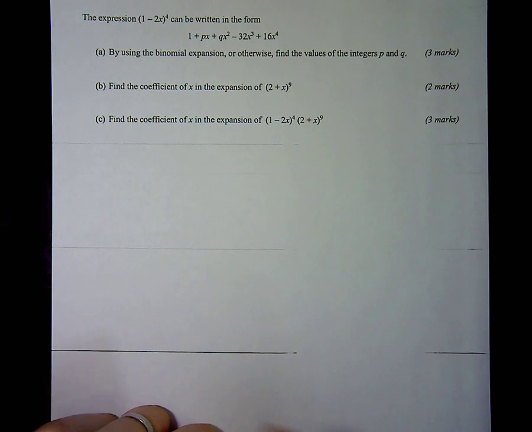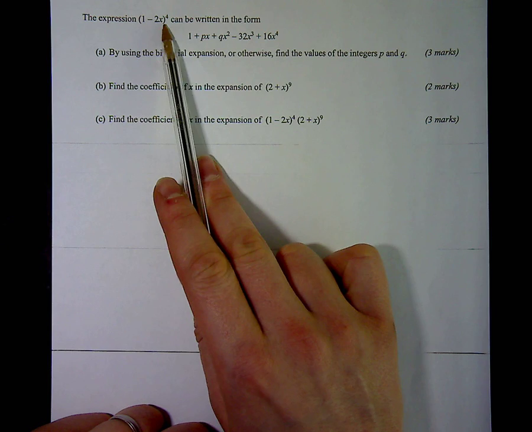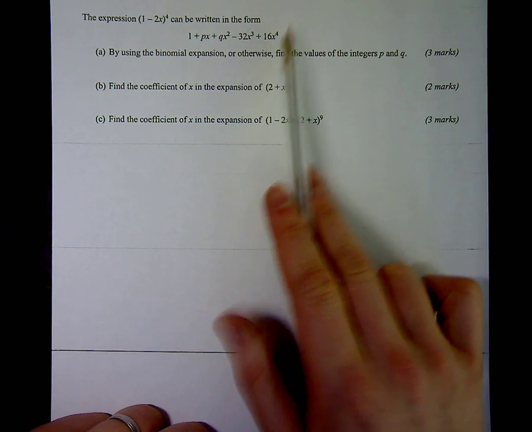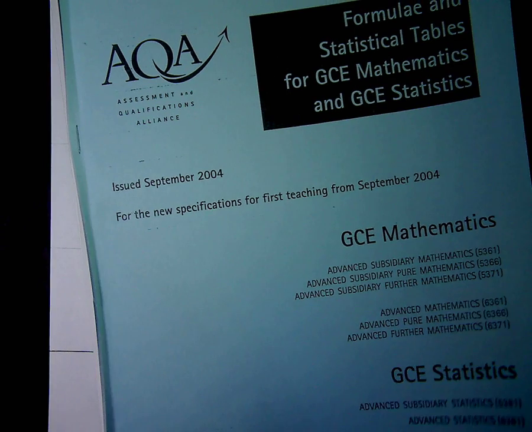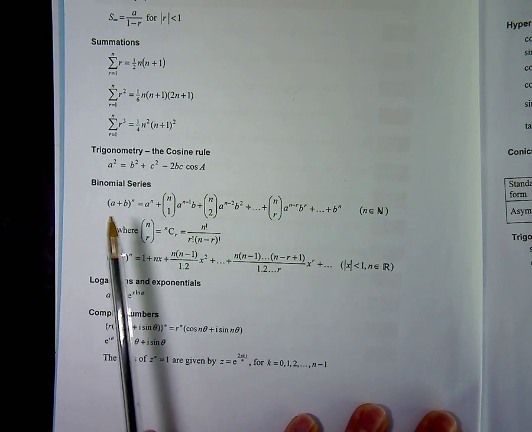This video is looking at the use of the binomial expansion in order to expand the bracket to the power 4 and to write it in this format here. So I'm going to use my handy AQA formula book. Thanks AQA. Turn to the first page and just use this formula here.